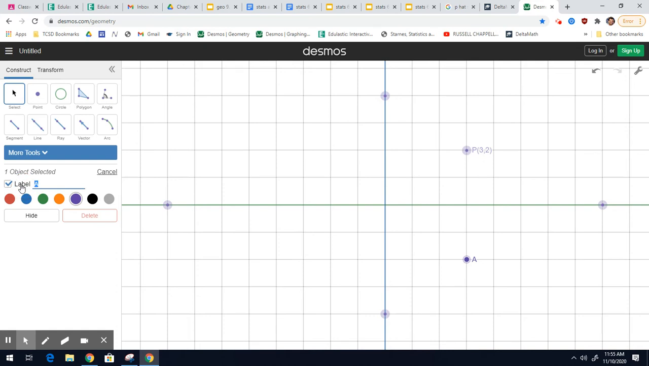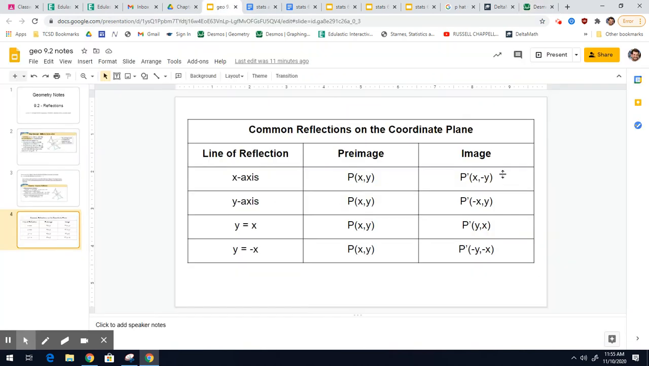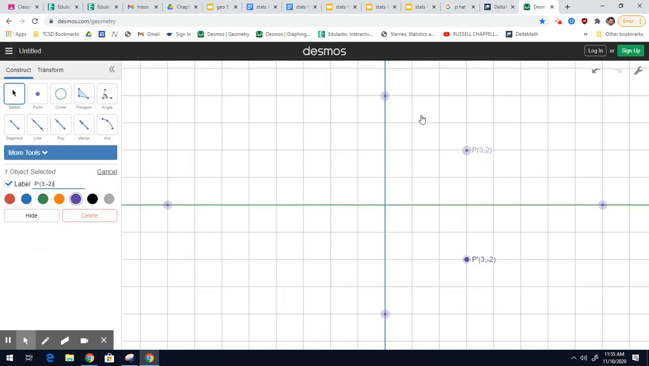Let's call this P prime. And what are its coordinates? Its coordinates are now 3, negative 2. The y became opposite. And what did our notes say? The y would become opposite. So it matches. Okay, let's do the y-axis now.